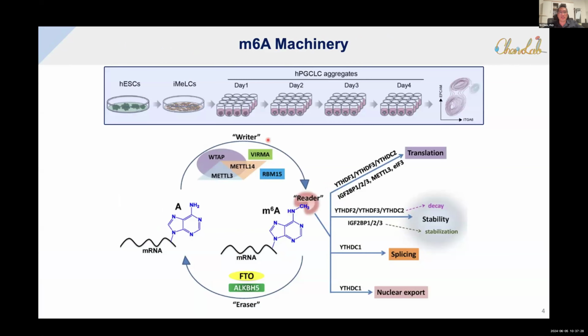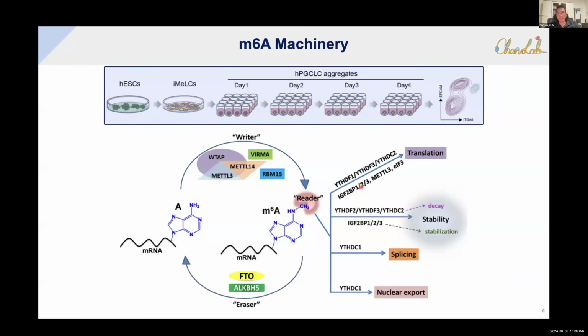regulation. For the m6A modification, there are writers which add the methyl group onto the mRNA, and also erasers to remove the m6A modifications. And also these m6A modified RNAs are recognized and bound by the m6A readers, and different readers may trigger different downstream effects.